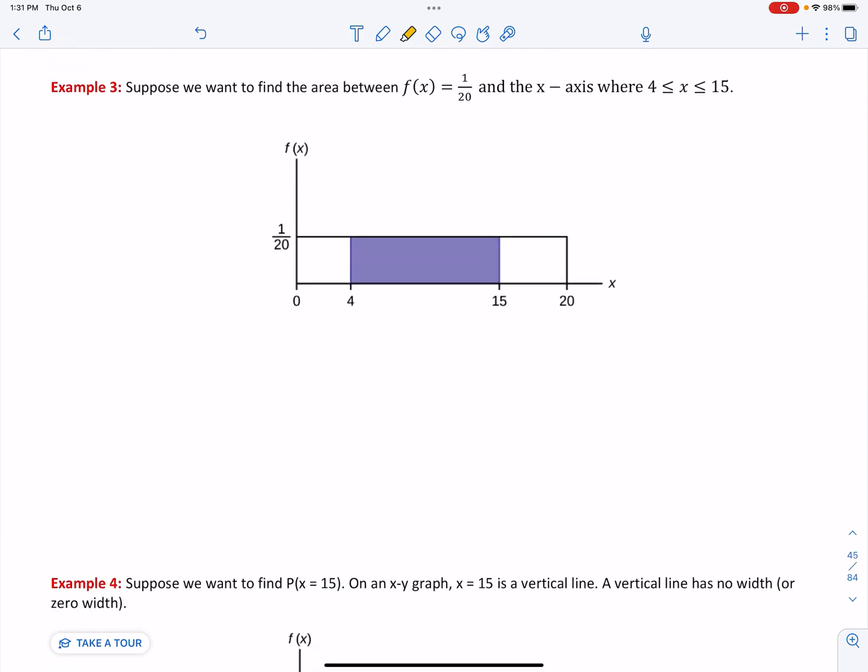Now we want to find the area between f of x equals 1 over 20, so the same function that we've been looking at, the x-axis, and now our interval is from 4 to 15, inclusive. So our interval, or our rectangle that we want the area of, has shifted over a little bit.